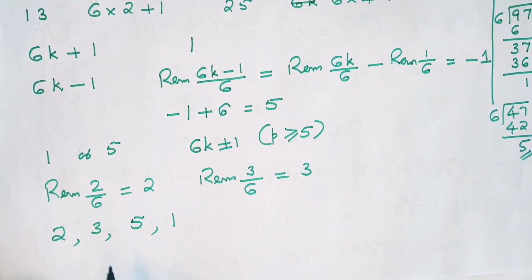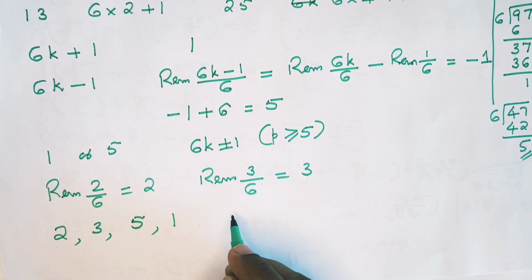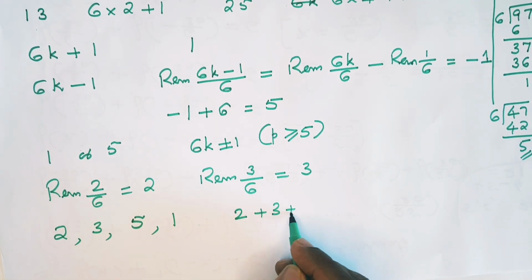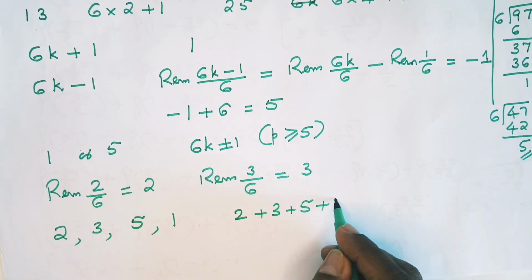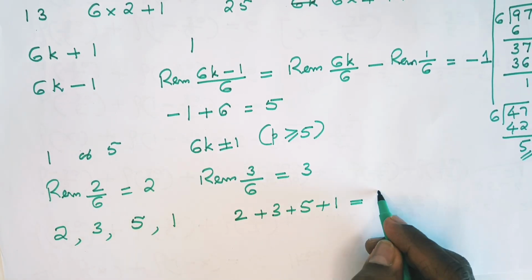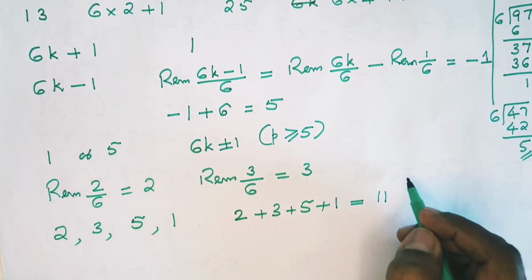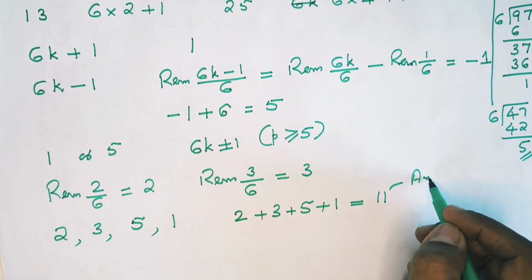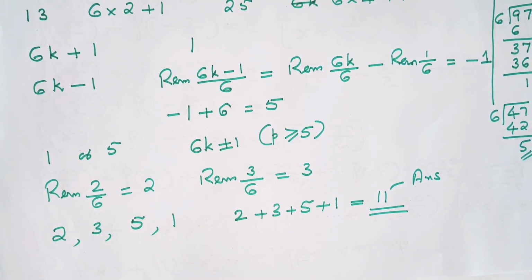And basically you are just adding these 4 distinct remainders. That will be 2 plus 3 plus 5 plus 1, and that's equal to 11. So 11 is the final answer for the problem given to you. Or rather, 11 is the sum of the distinct remainders of all the prime numbers when divided by 6. It's as simple as this.